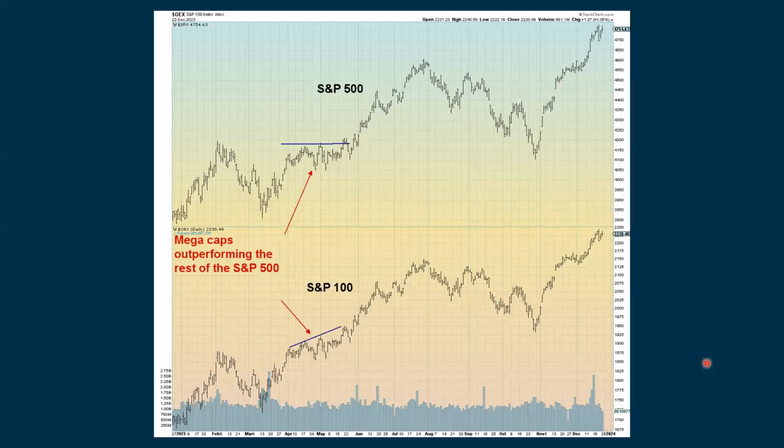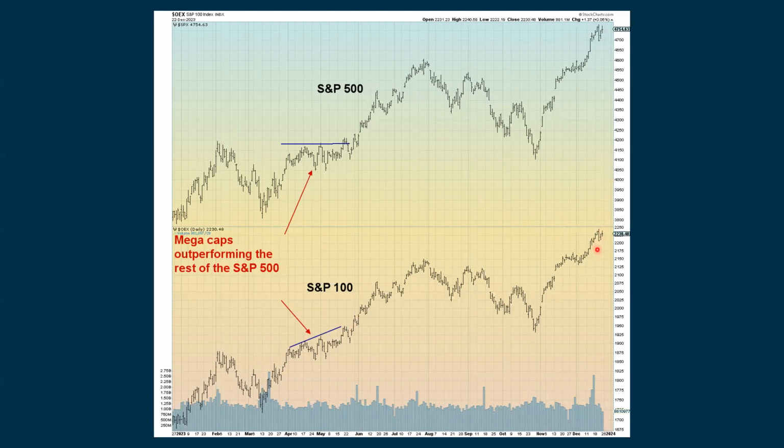And then we're seeing an interesting phenomenon here. This is the S&P 500 on top, and then we have the S&P 100 on the bottom. Earlier in the year, we were seeing a divergence where the S&P 100 was making a series of higher highs while the S&P 500 was pretty much going more or less sideways. Now we're seeing kind of a reverse of that, where the S&P 500 is showing more strength than the S&P 100.